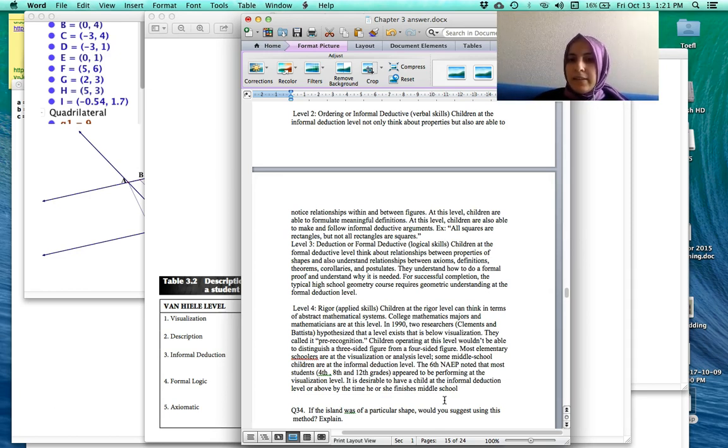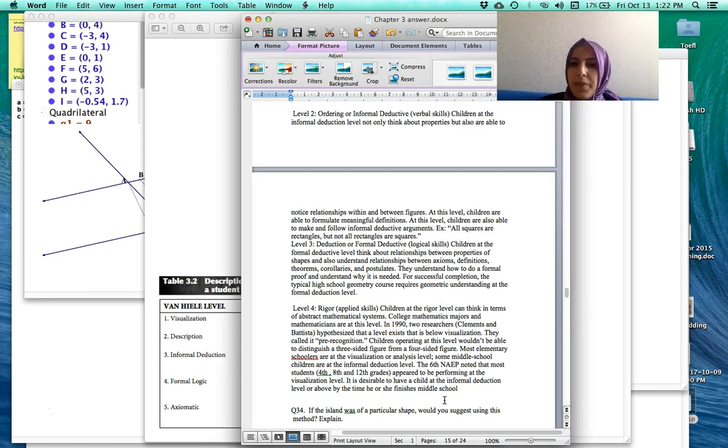In 1990, two researchers, Clements and Battista, hypothesized that a level exists that's below visualization. They called it pre-recognition. Children operating at this level wouldn't be able to distinguish a three-sided figure from a four-sided figure. Most elementary school children are at the visualization or analysis levels. Some middle school children are at the informal deduction level.